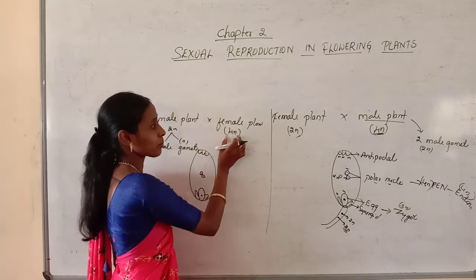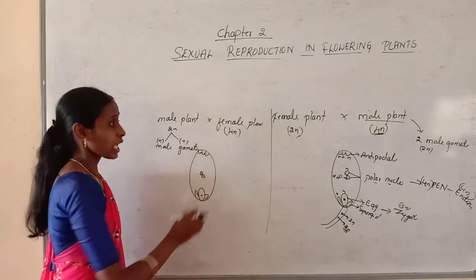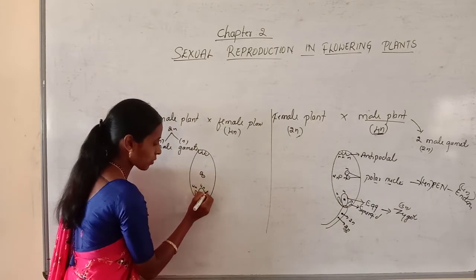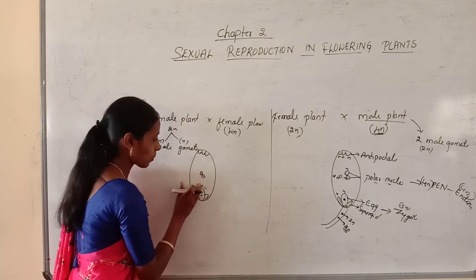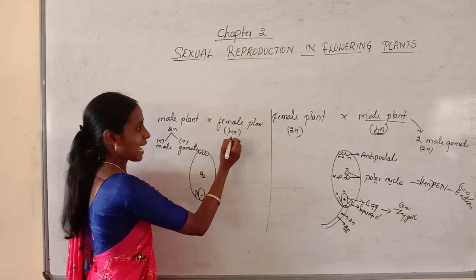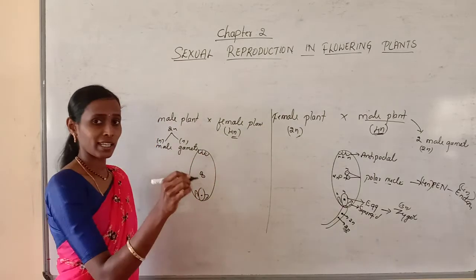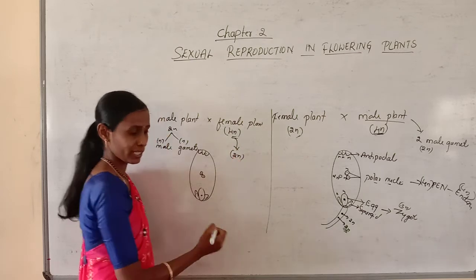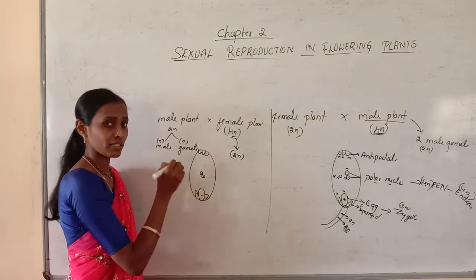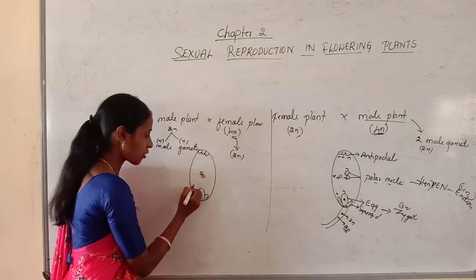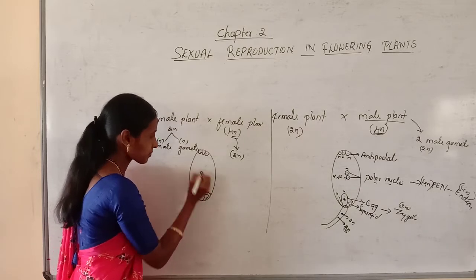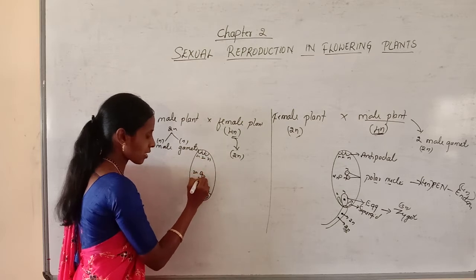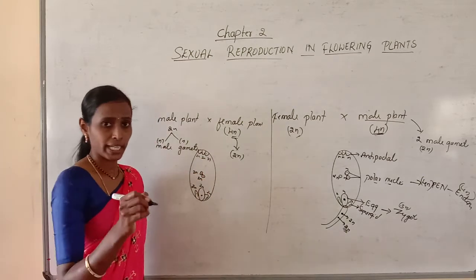But here the female plant is a tetraploid. If the female plant is a tetraploid, all the cells will be diploid in nature. So as the female plant is a tetraploid, after meiotic division all the cells will be diploid in nature. So whatever cells we can see within the embryo sac, all will be diploid in nature. So now the polar nuclei are also diploid in nature.